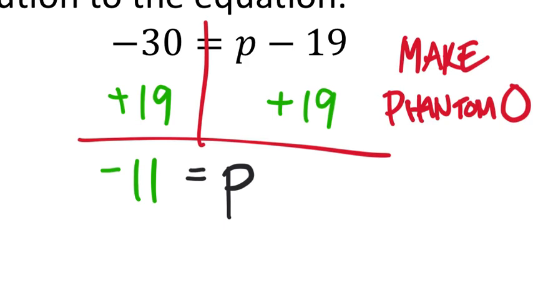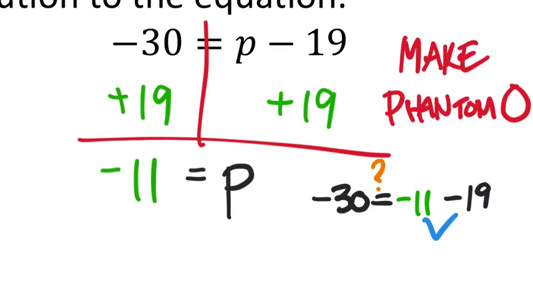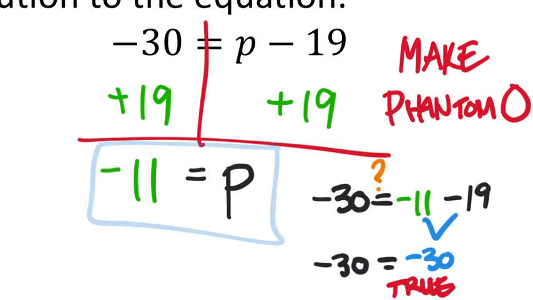Let's just check to make sure. The original equation, negative 30 equals p minus 19. But I'm going to replace the p with the value that we just found. We think right now that it's negative 11, and I'm not sure if it is. Let's check to see if it's true. There's my question mark over the equal sign. When I do this, negative 11 minus 19, I get negative 30. Well, negative 30 does actually equal negative 30. That would be true. So I can go in and box in my answer right there. P equals negative 11 is the solution to our original equation.